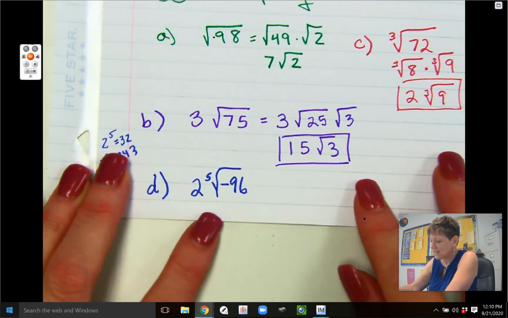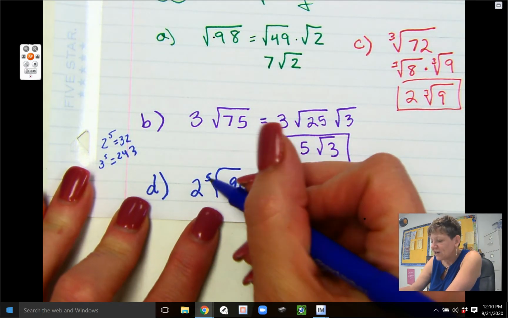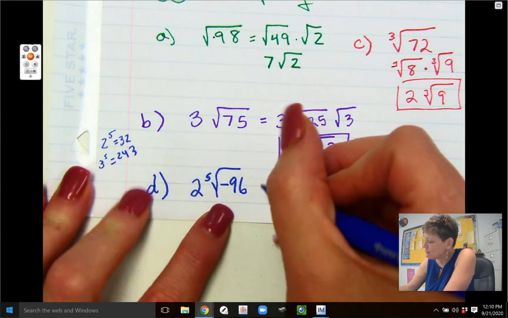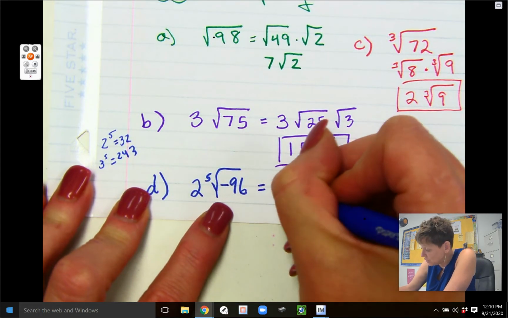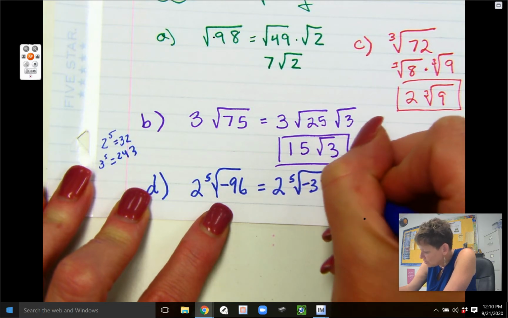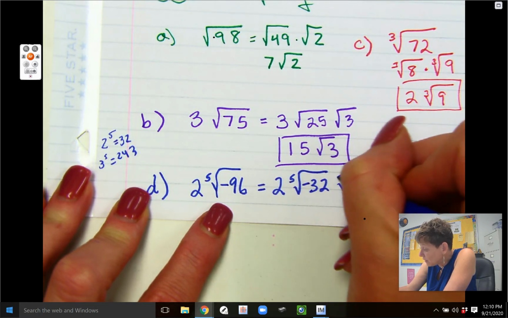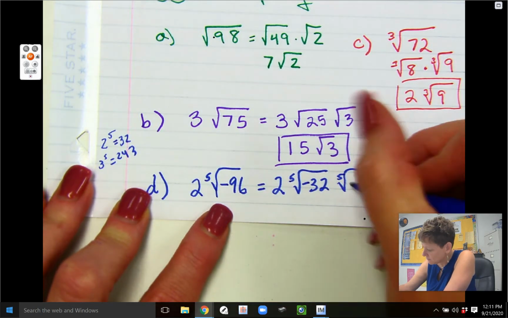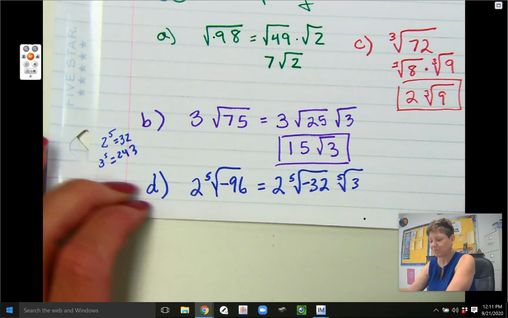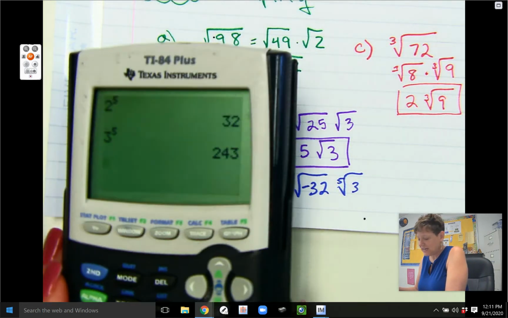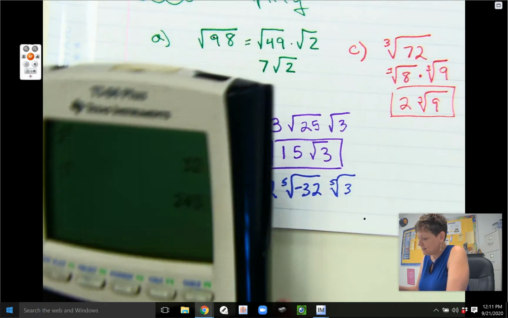So we're going to break this up. And it is an odd index here, and I'm dealing with that negative. So I'm going to change this to be 2 5th root of negative 32, fifth root of 3. 32 goes into 96, I think, 3 times. Okay? So, just in case you were worried about that negative, we can take the fifth root.